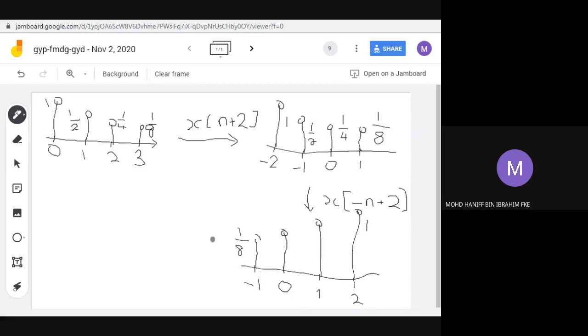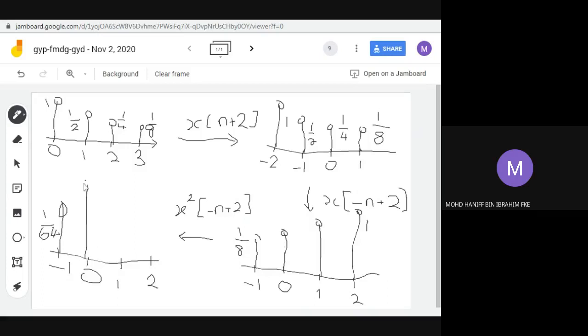Afterwards we have a square of the amplitude. We have x square of those things, so we're going to have -n plus 2. There are no changes on time: -1, we have 0, 1, and we have 2 here. But the amplitude now will be a square of the value. So this will be 1 over 64, here will be 1 over 16.